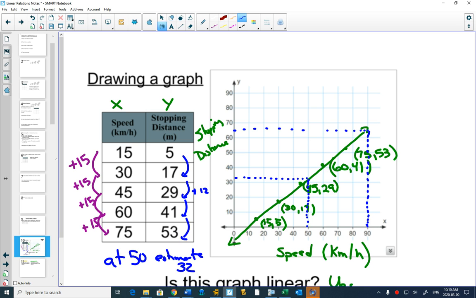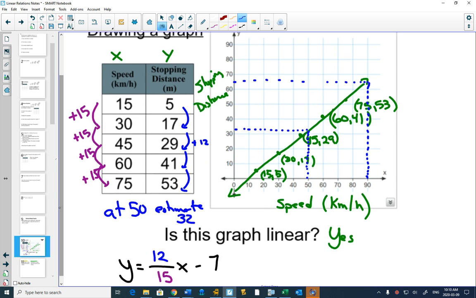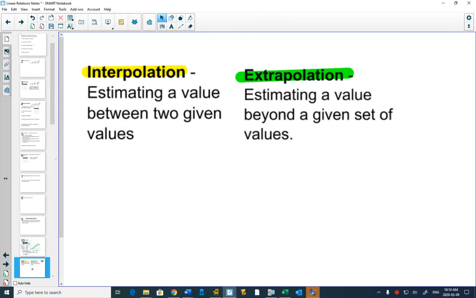What does it look like at 90? What would our estimate be? 65? That would be outside of our values. That's called extrapolation. So interpolation is when you're looking at stuff within the data you have. And if you'd like to extrapolate, then you're looking outside of your data. So these are two important definitions for estimating. They've got one for estimating within your values and estimating outside of your values.